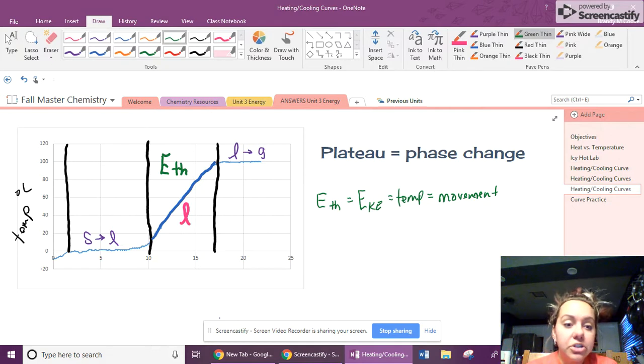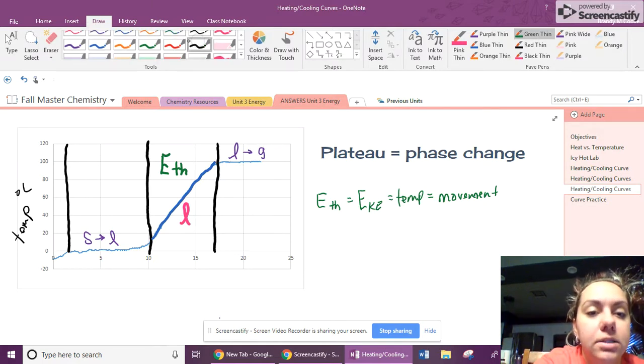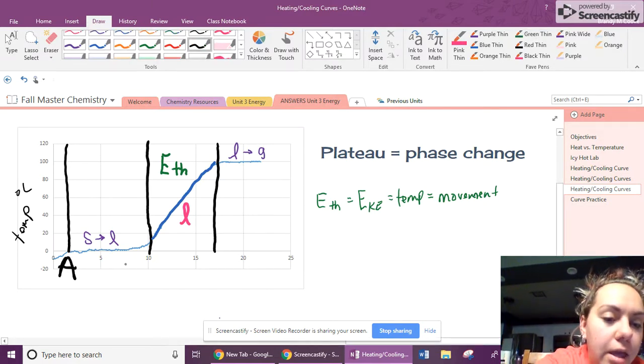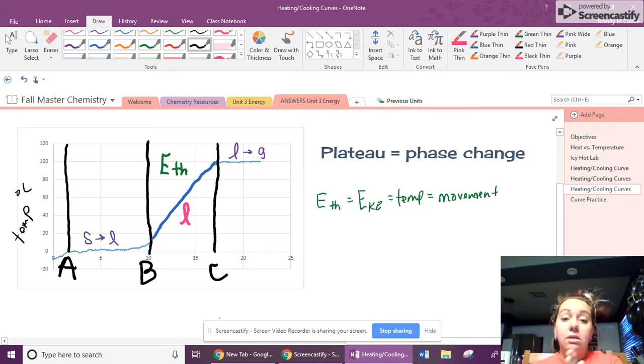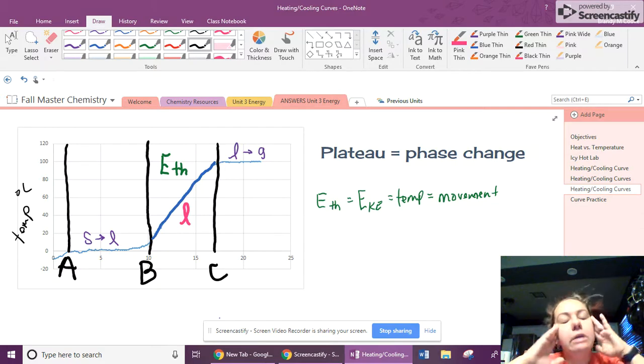Okay, so now the question is, what is that energy doing from here? Let me just letter these to make it easier to talk about. So A, B, and C. So from B to C, the heat going into the system is causing those molecules to move faster. So what the heck is the heat doing from A to B and from C forward? It doesn't make sense that heat's going into it, but the temperature is not increasing. So we need to think about what's happening to the particles themselves.